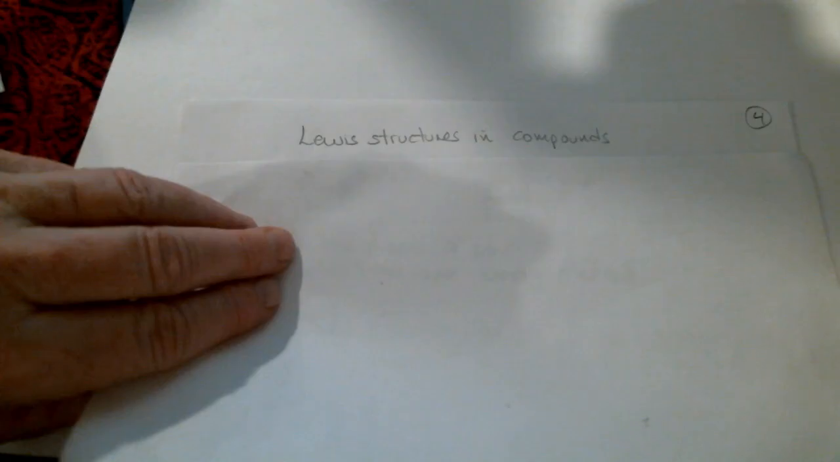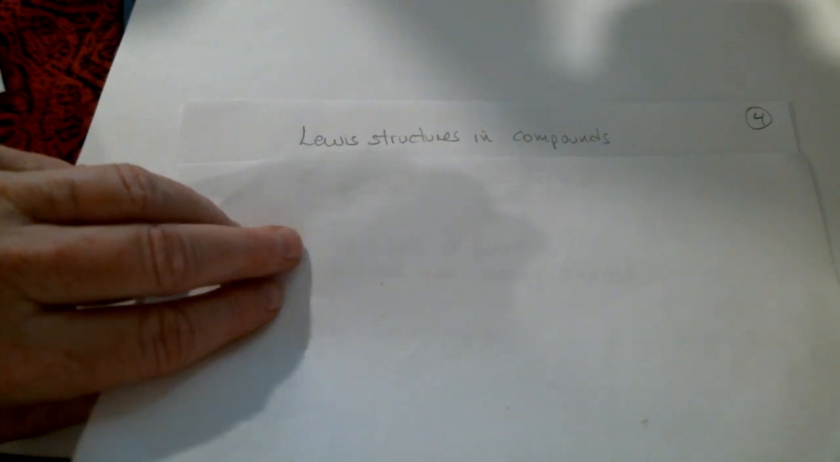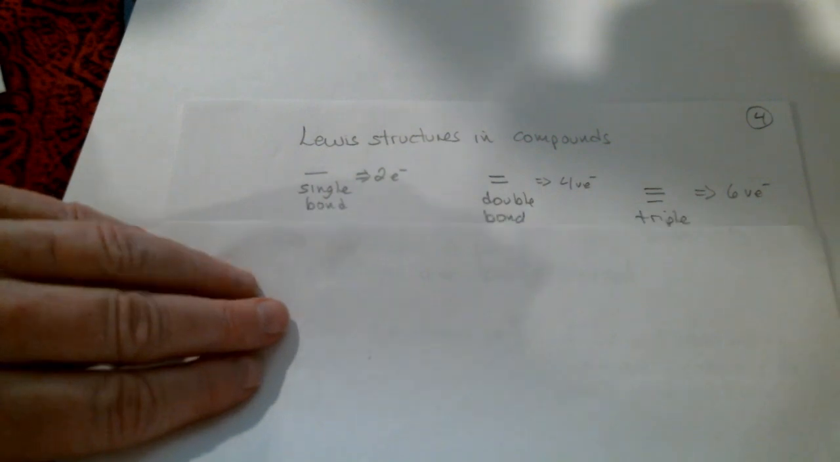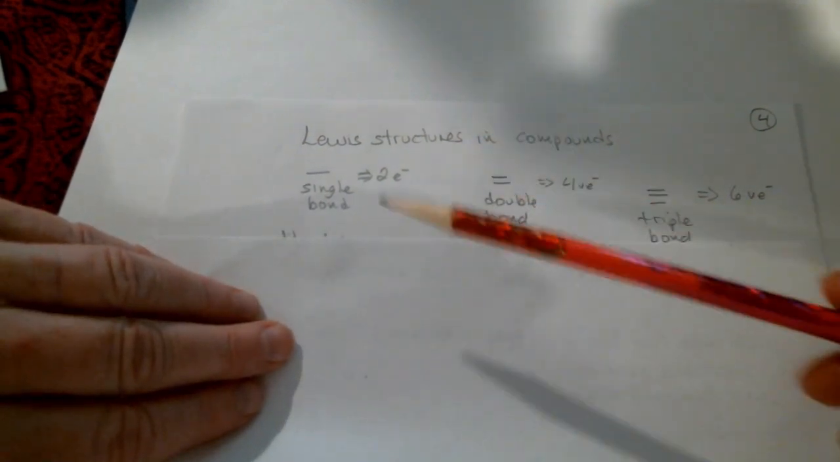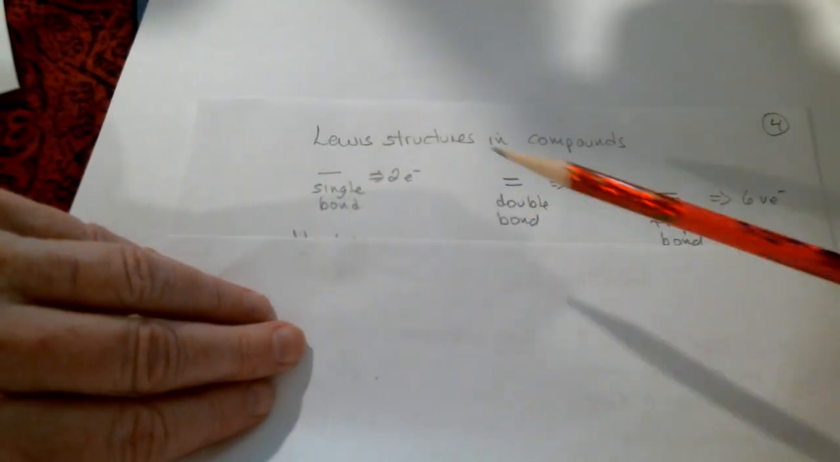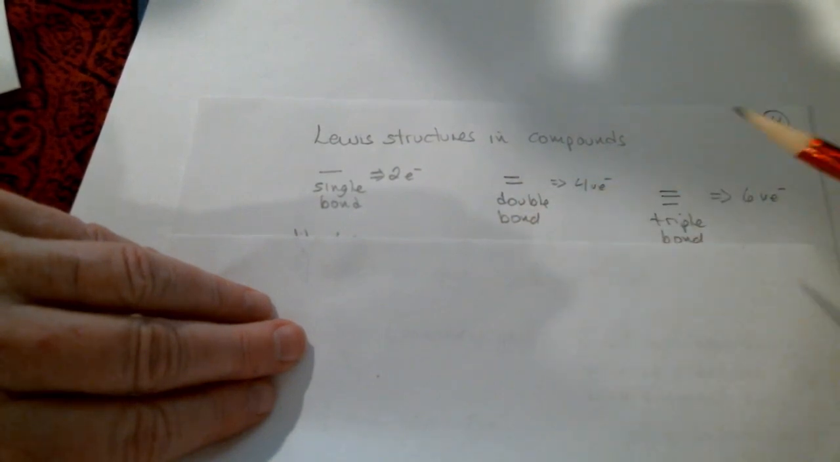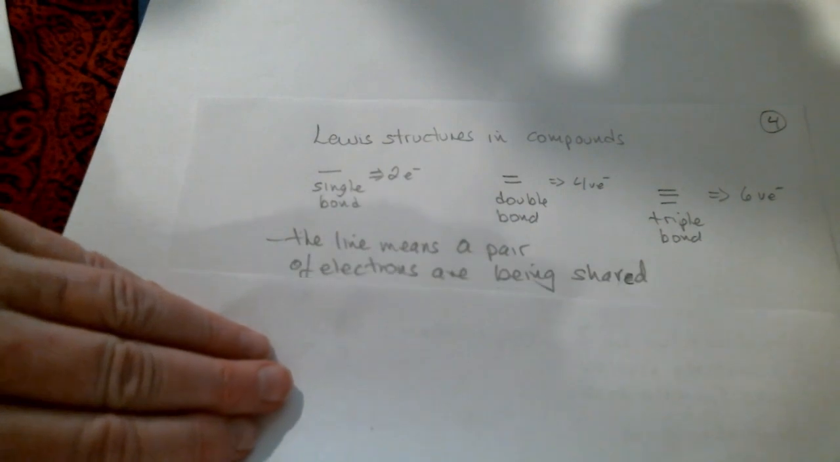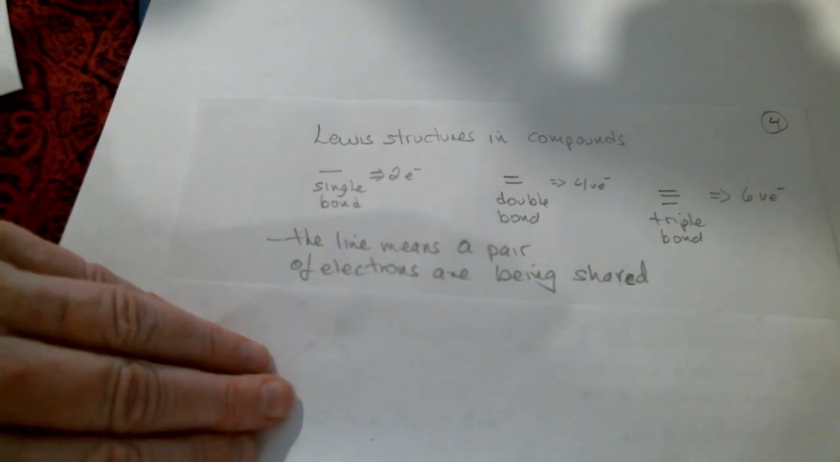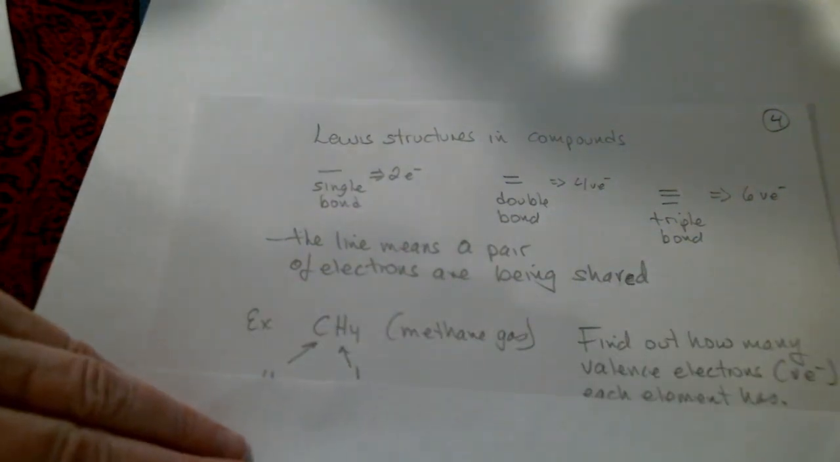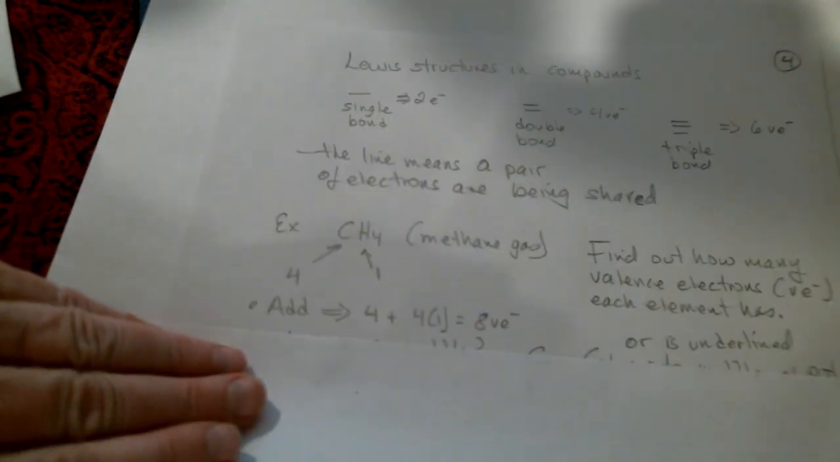Okay, now we're going to take a look at Lewis structures in compounds. That means you're going to have more than one element bonded together. So here are some symbols that you need to know. One dash is a single bond, two dashes, a double bond, so 2 plus 2 makes 4 electrons, and a triple bond has 6. Okay, so a line means electrons are being shared. So let's try some examples.